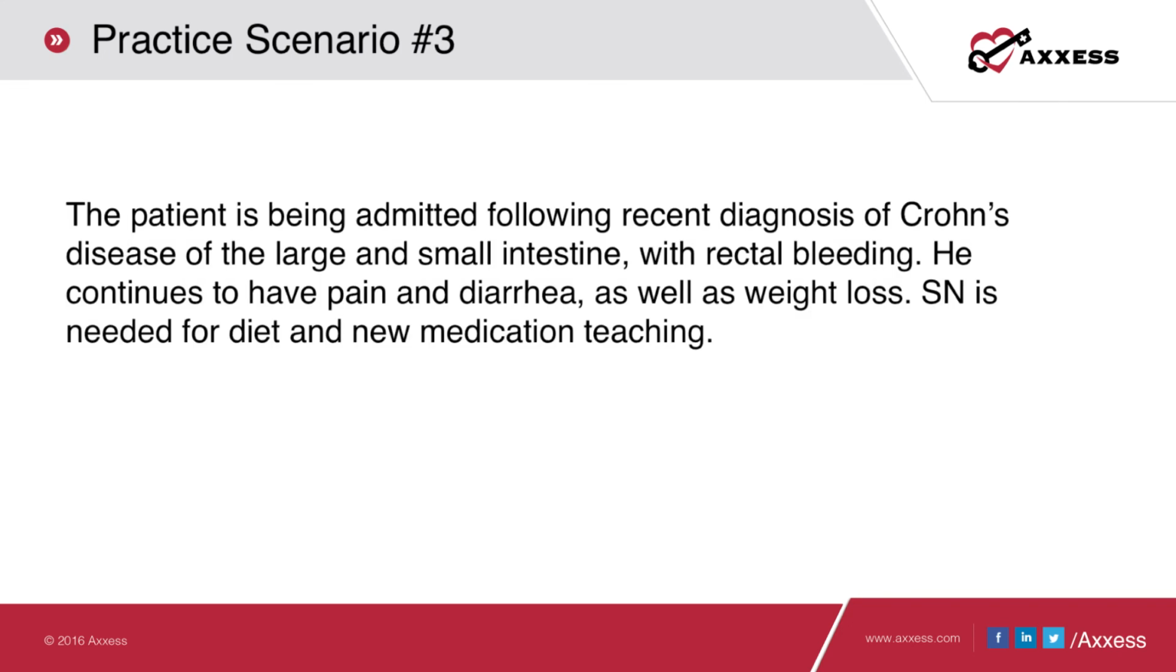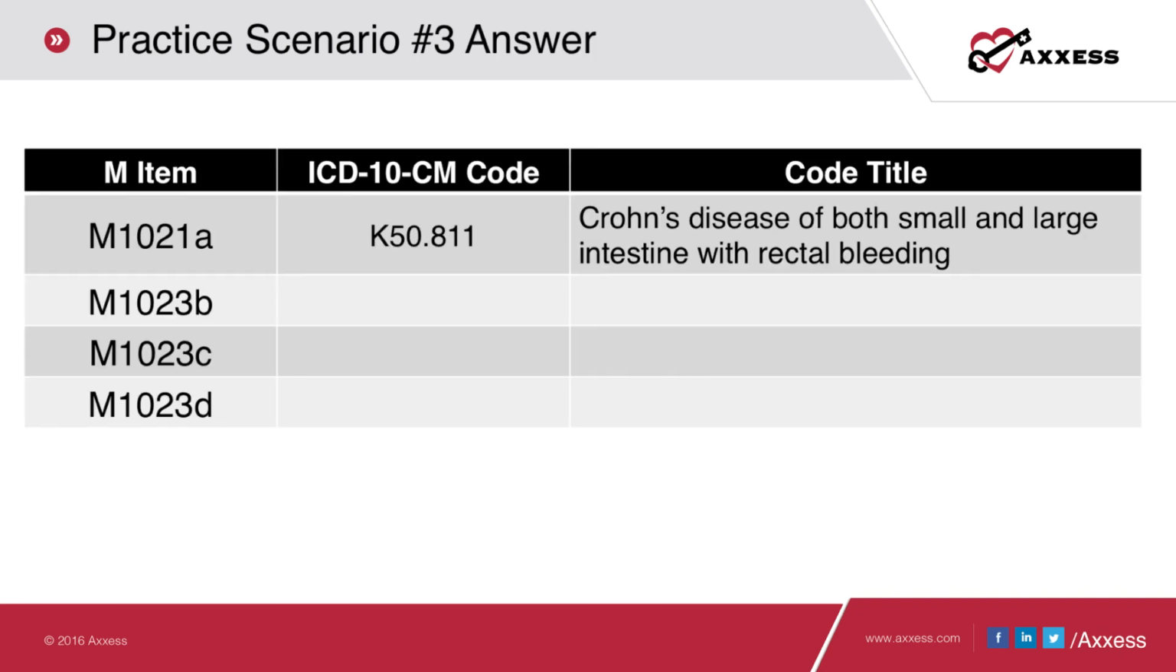All right, number 3, practice scenario. The patient is being admitted following recent diagnosis of Crohn's disease of the large and small intestine with rectal bleeding. He continues to have pain and diarrhea as well as weight loss, and so nursing is needed for diet teaching and new medication teaching. In this case, it's very simple. All the symptoms that we have are directly related to the disease process. Therefore, the only code we have in this scenario is K50.811.